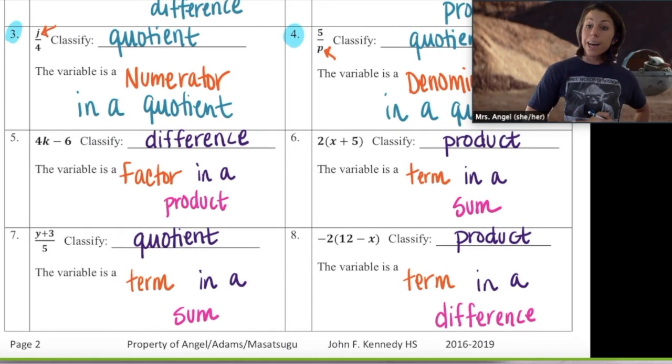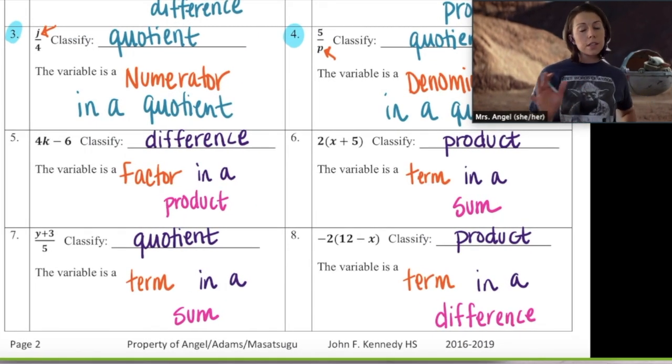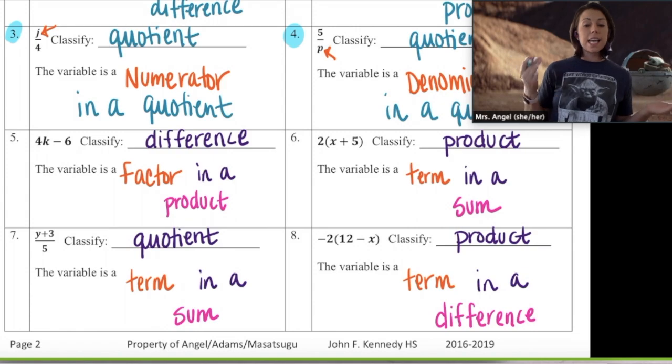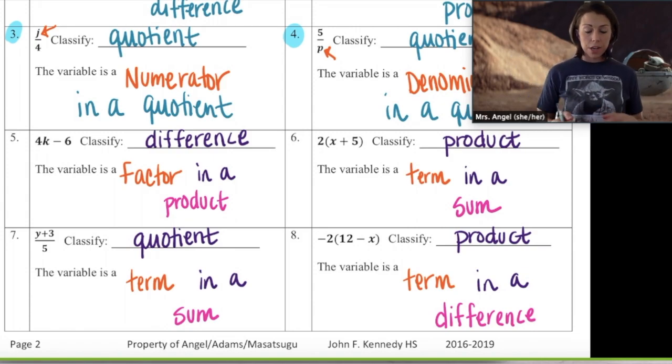Let's see how you did. Now remember, these were a little tougher because they had different operations. So I'm going to go through these. Number 5, we would classify as a difference. But in this case, the variable is a factor in a product.